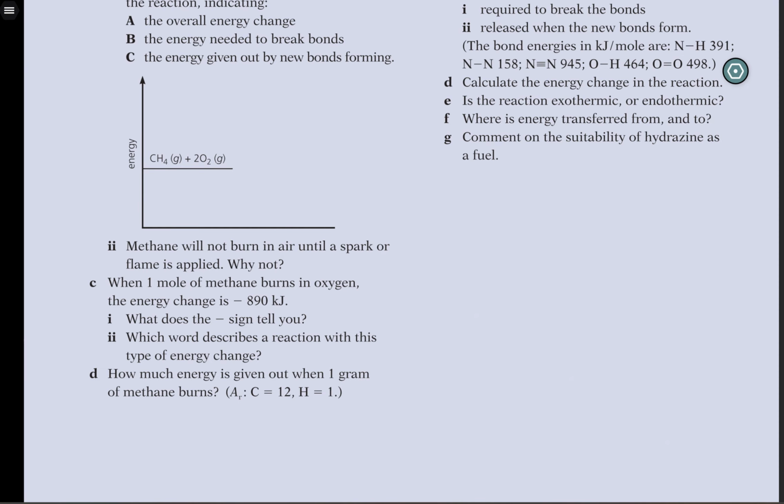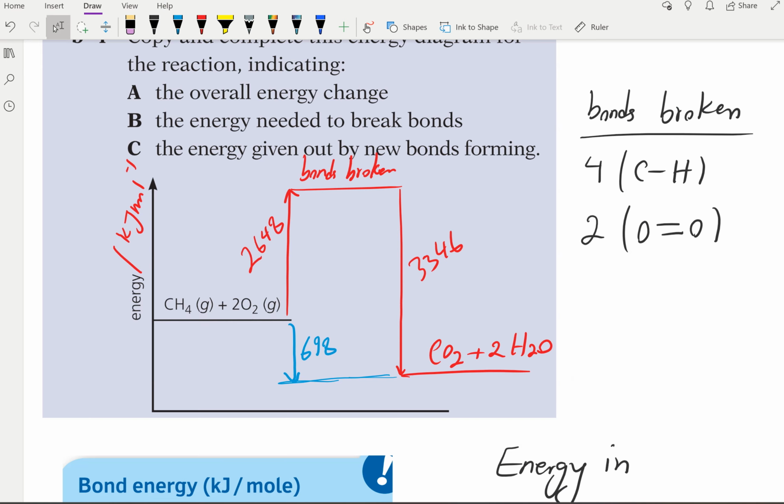On the next part, methane will not burn in air until a spark or flame is applied. Why not? If you look at this energy level diagram which we have drawn here, the reaction has two steps. In the first step, the bonds between the reactants must be broken, and for that we need this amount of energy, and that spark actually provides this amount of energy which we need for breaking the bonds.